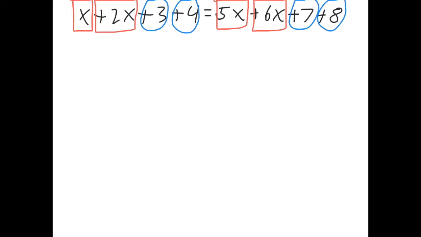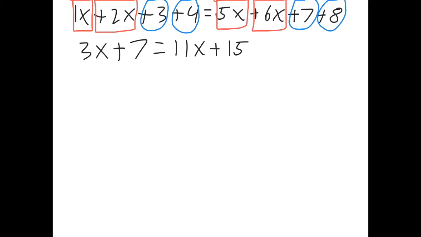So then we combine the like terms. X plus 2x will give us 3x, and that's because we say that there is a 1 in front of the x if it's ever by itself. So that's actually a 1x. So that's the x's on the left side, and then 3 plus 4 is 7, and then that equals, on the right side, we have 5x plus 6x is 11x, and positive 7 plus 8 is 15.